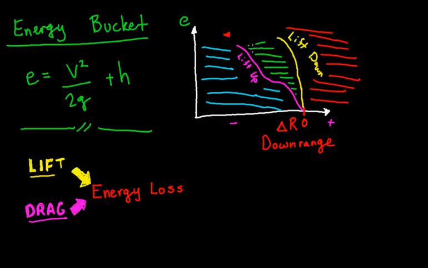And what this means is, it says, okay, from where your current position is, let's predict a trajectory if we flew full lift down all the way to the ground. Now what would happen is we would get something that looks kind of like this.